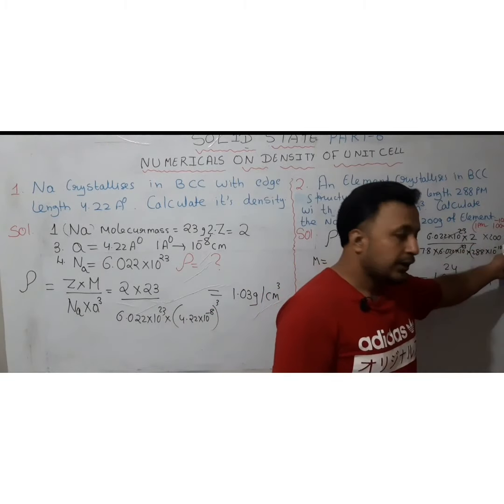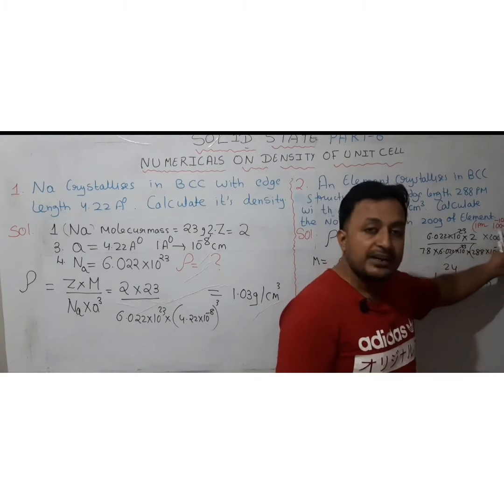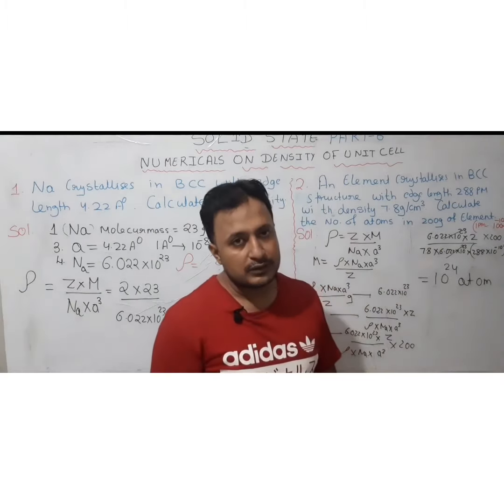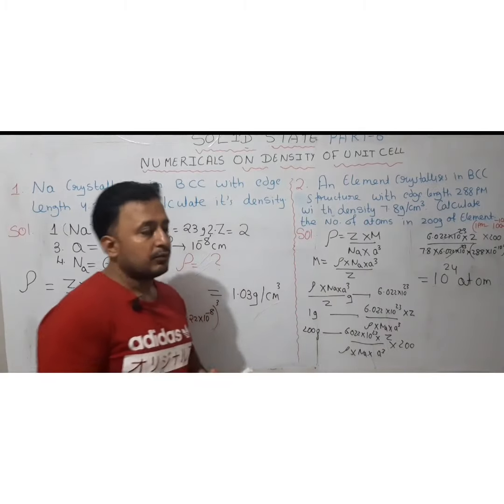Picometer PM should be converted into centimeter. That is 1 PM is equivalent to 10 raised to power minus 10 centimeter. We will be putting all these values, and finally the answer will be calculated. So this is some another type of a question which is there.